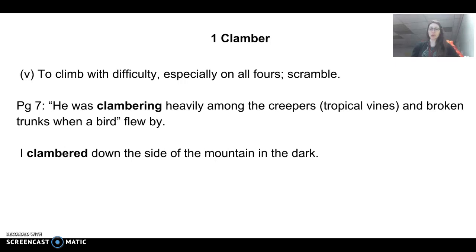And again, this is a verb, to climb with difficulty, especially on all fours, like to scramble. So clamor is like climb. Notice a similar root. This comes from page 7. He was clambering heavily among the creepers and broken trunks when a bird flew by. My example sentence is I clambered down the side of the mountain in the dark.